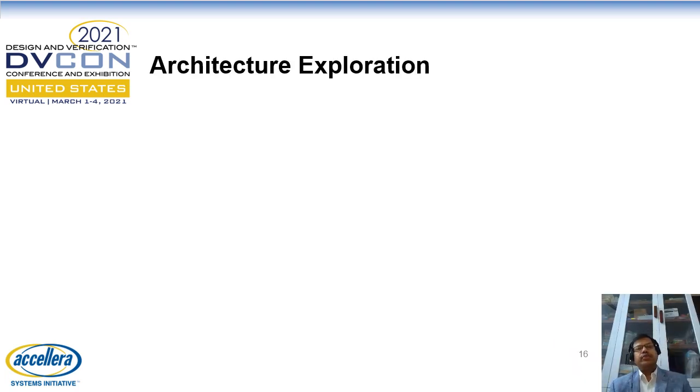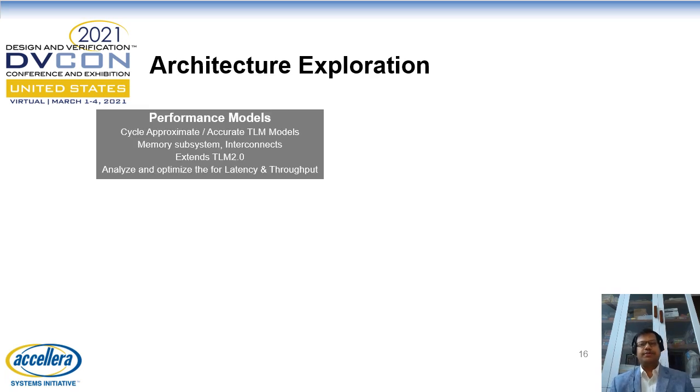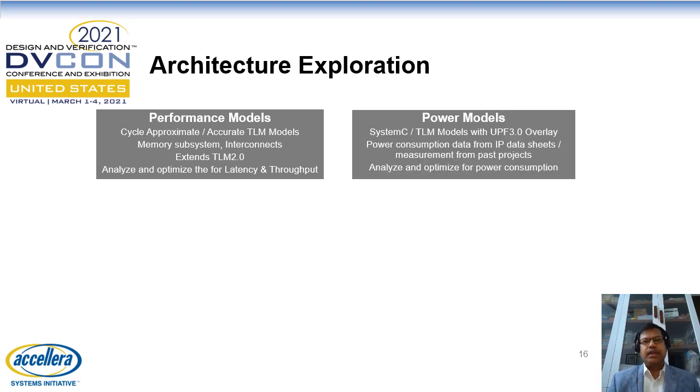So, how do we do the architecture exploration? In order to do that, we make use of performance models, which are detailed models which model approximately timed or cycle accurate TLM models. The transaction level models also include the memory subsystems, the interconnects, etc., which are modeled to some certain level of detail so that we can extract metrics like the latencies and throughput to make sure that it matches our expectations. Nowadays, just having the performance numbers isn't enough.